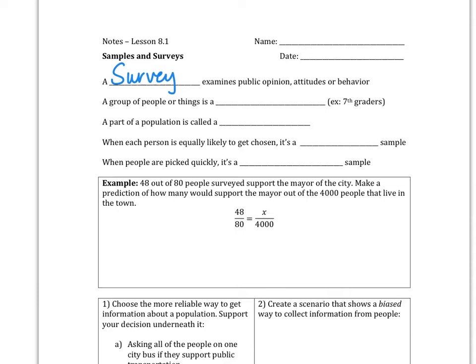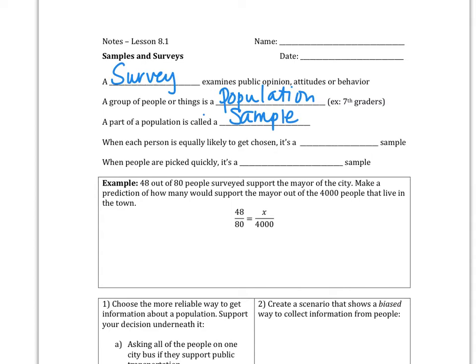A group of people or things is a population. So, for example, seventh graders would be a population, like a certain group. A part of the population is called a sample. So, with our seventh graders, part of the sample could be, we're taking a survey on the girls in the seventh grade classroom. So, the girls would be the sample, the population would be the seventh graders.